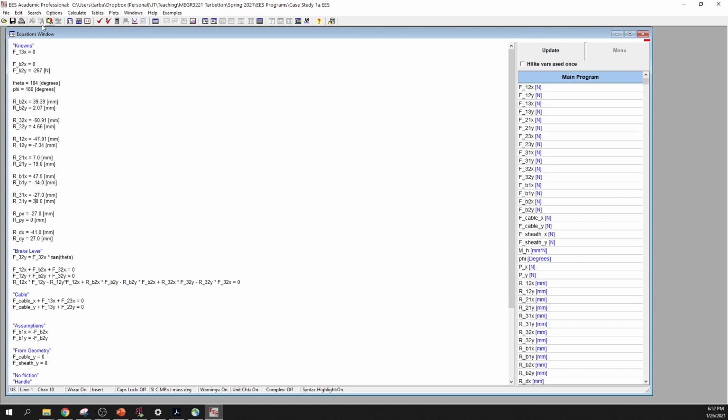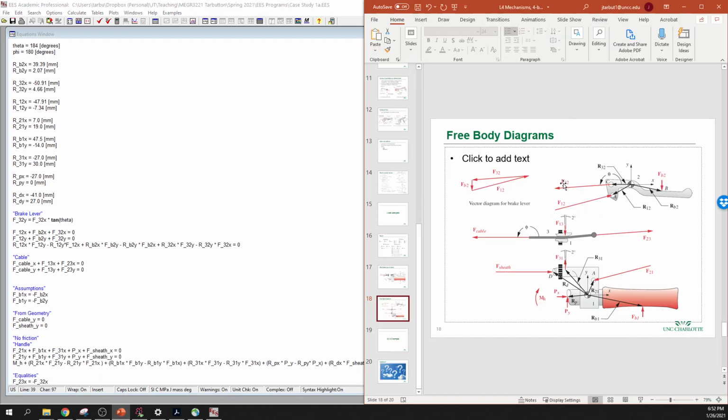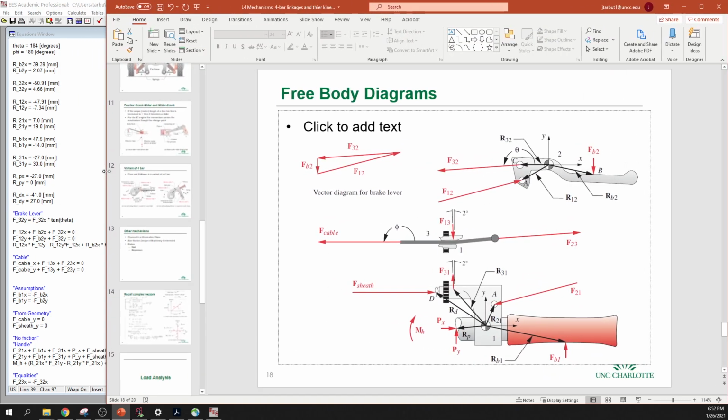Anyway, I hope you found this example useful. This is how we use EES. And again, we basically just did our two-dimensional static analysis for our free body diagrams for a simple mechanism, which just required a little bit of bookkeeping.